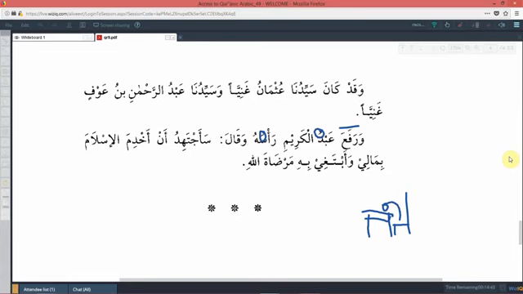Waqal, and he said, Sa'ajtahidu an akhdima al-Islam bimali wa abtaghi bihi mardatillah. Sa'ajtahida from jahada, meaning to struggle, but this ta here adds a level of, it puts more struggle in there. Right? Every time we add letters to a word, then it adds meaning. So we added this ta, it adds meaning. So it puts more of an effort. Sa'ajtahidu, I'm going to put effort in. I'm going to struggle and strive.